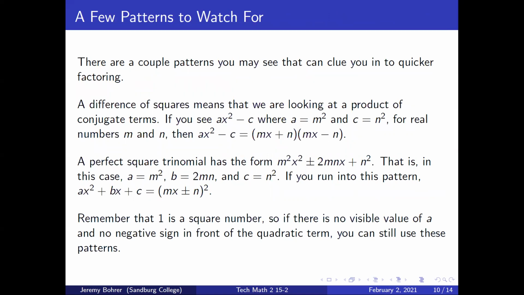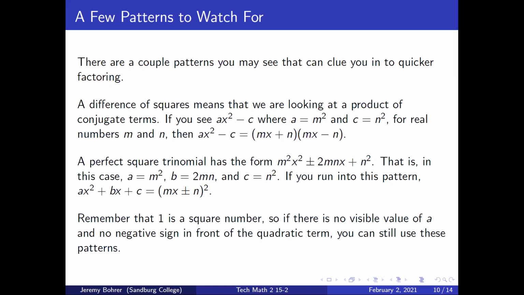There are a couple of patterns you may see that can clue you into quicker factoring. A difference of squares means that we are looking at the product of conjugate terms. If you see ax squared minus c, where a equals m squared and c equals n squared for real numbers m and n, then ax squared minus c equals mx plus n times mx minus n.